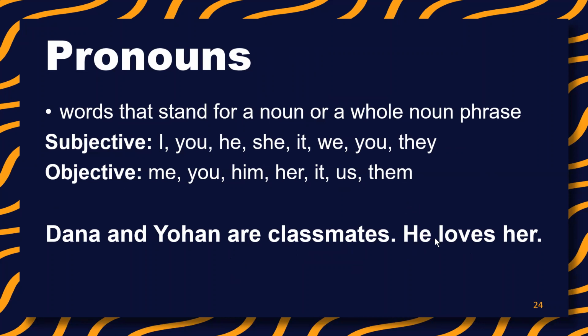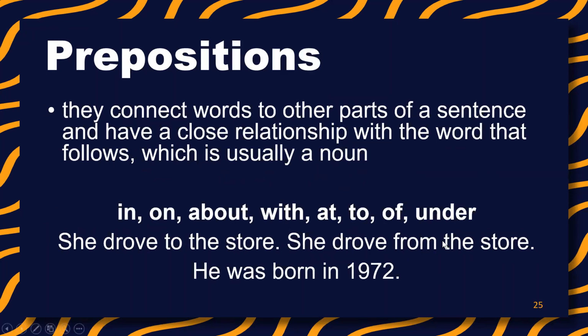So that's for your pronouns. Next, we also have your prepositions. They connect words to other parts of a sentence and have a close relationship with the word that follows, which is usually a noun. For example: in, on, about, with, at, to, of, under, above, beside, damo-damo pang examples ng prepositions. In simple terms, kumbaga, we use your prepositions before a noun or a pronoun to show direction, to show time, to show place, to show location, or to show spatial relationships or space.